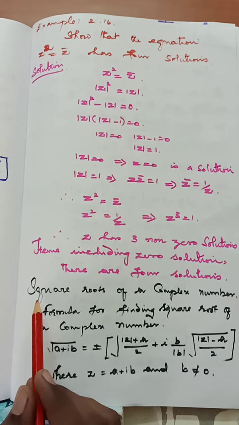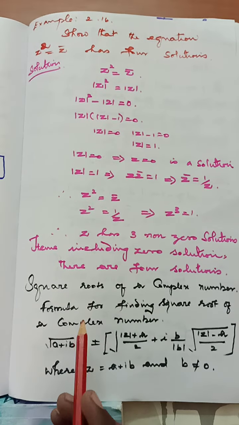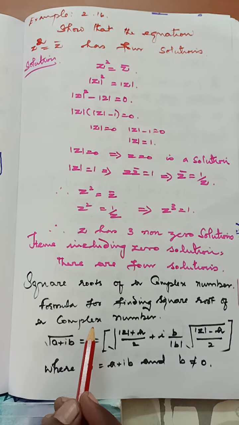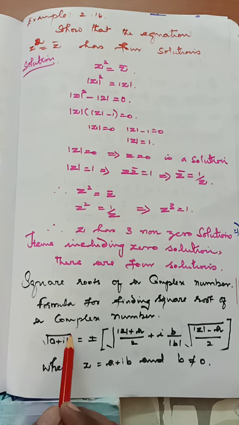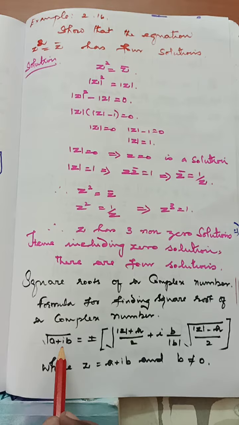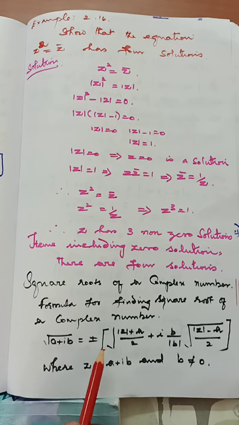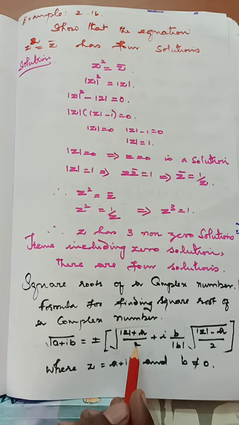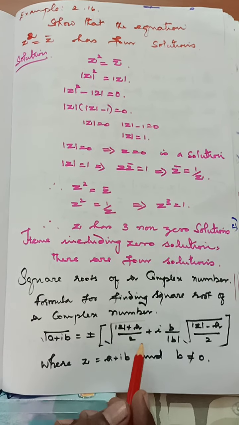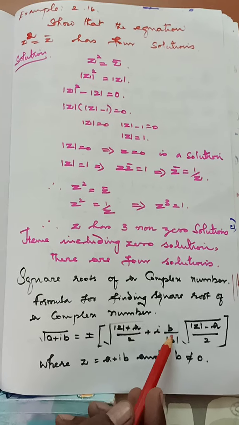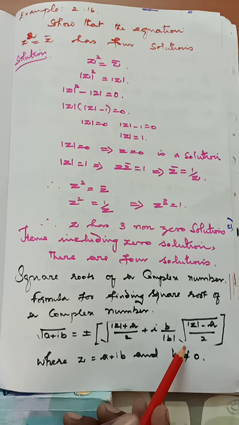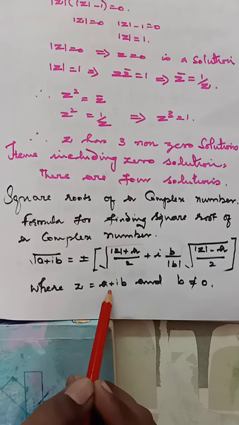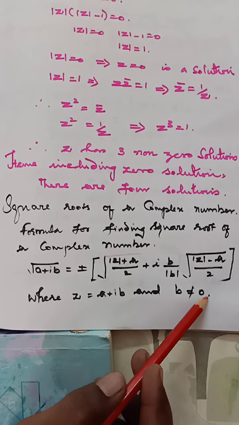Now the next one: square roots of a complex number. The formula for finding the square root of a complex number plays a very important role in complex numbers. Root of a plus ib equals plus or minus, root of (mod z plus a) by 2, where a is the real part, plus i into b by modulus of b into root of (mod z minus a) by 2, where z equals a plus ib and b not equal to 0.